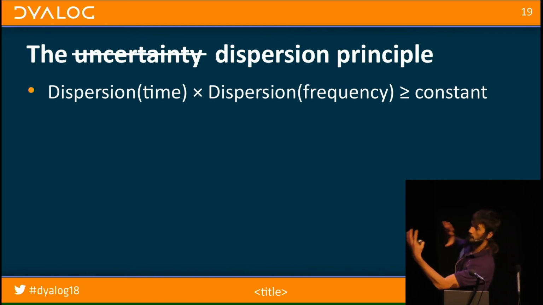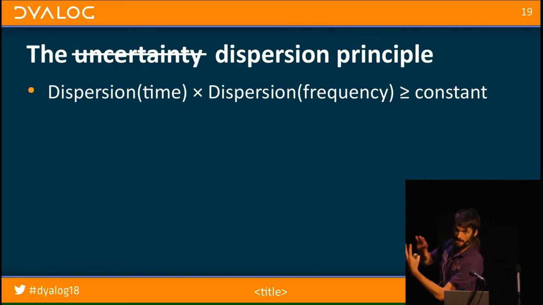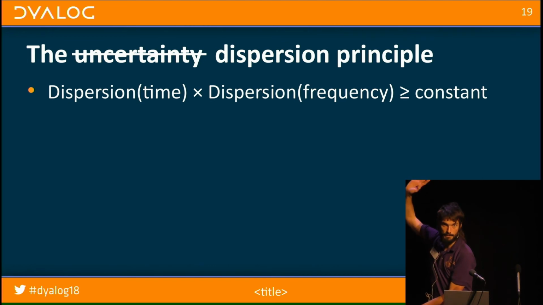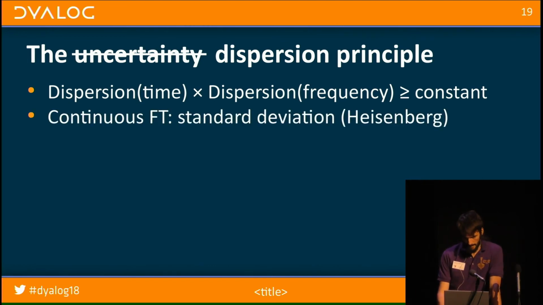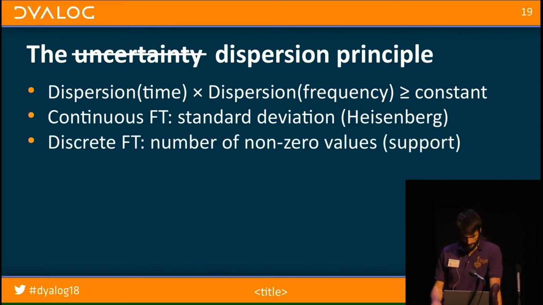So if you try to squish a signal or an atom in time, it will suddenly spread in frequency, and you can't help it, and conversely. So in the case of a continuous Fourier transform, the measure of dispersion is the standard deviation, but we're doing vectors, so we're doing discrete Fourier transform, in which case the dispersion is the number of non-zero values.